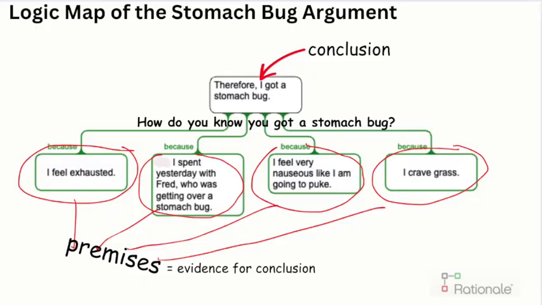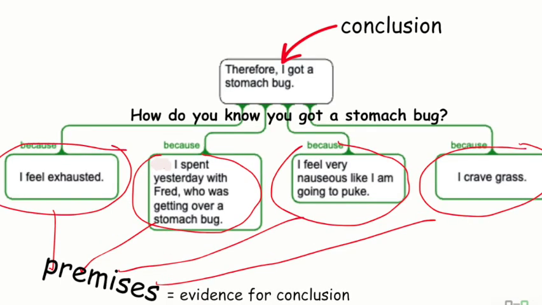And here's a logic map of the stomach bug argument. There's the conclusion at the top, and those green lines show what justifies the conclusion: the evidence or the premises. I feel exhausted. I spent yesterday with Fred, who was getting over a stomach bug. I feel very nauseous. I'm going to puke. I crave grass. All of those are the premises, the evidence for the conclusion that I got a stomach bug.